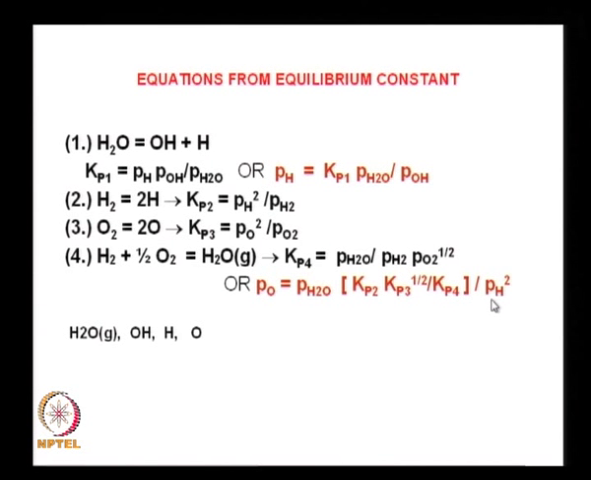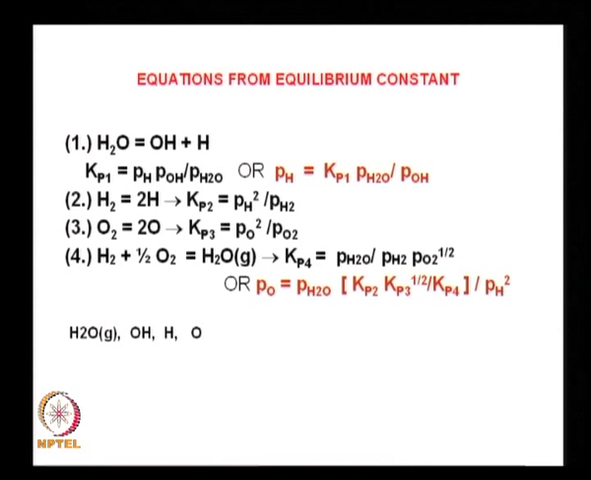How did this come? Let us take a look. I have pH2 is equal to Kp2 by pH squared. Similarly, from this reaction, PO2 to the half is equal to Kp3 to the power half divided by PO. I substitute it, I bring PO to the left side, and I get partial pressure of oxygen is equal to partial pressure of steam into Kp2, Kp3 to the power half divided by Kp4 divided by pH squared.